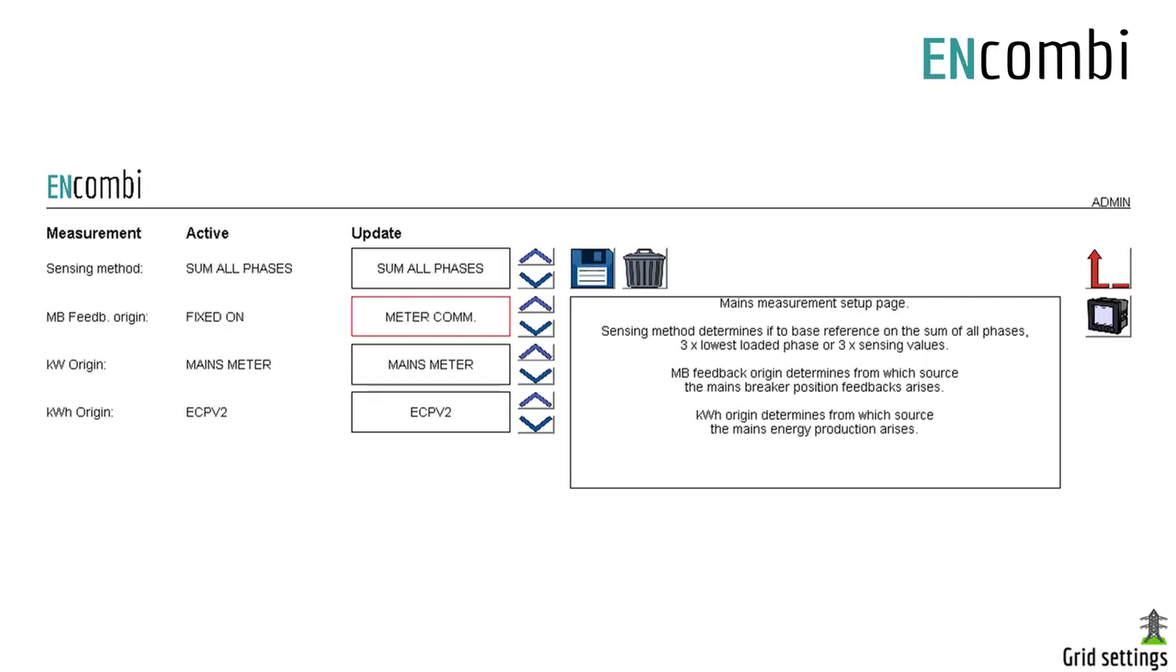The next option is meter communication. If the site is installed with a power meter, then the input 1 of the power meter will be interpreted as the mains breaker closed feedback. For this setting, the main circuit breaker has to be connected to the power meter. Then the controller will take the information from input 1 of the power meter.